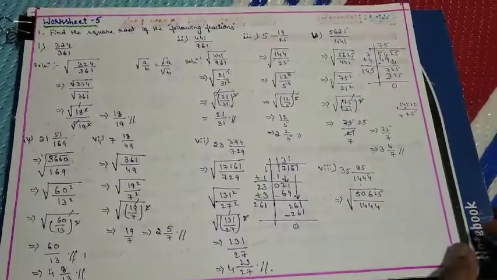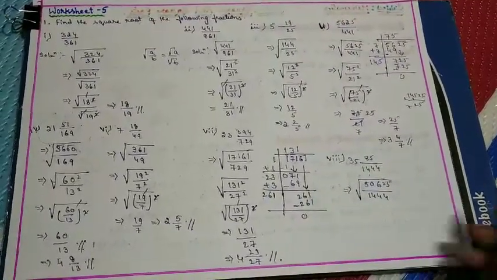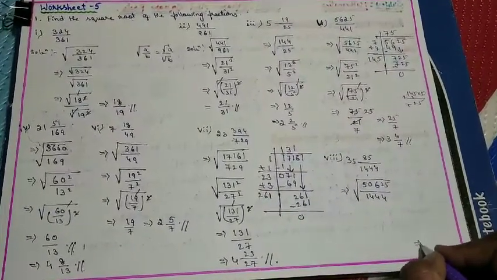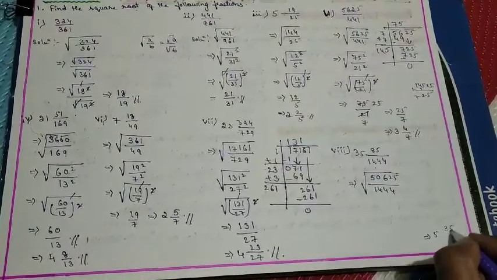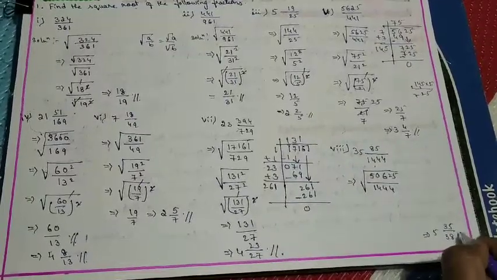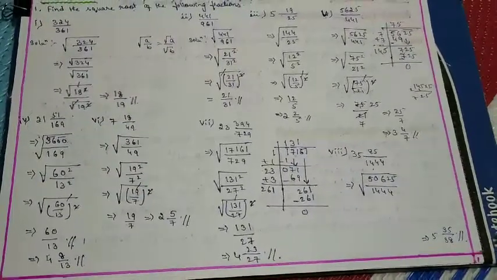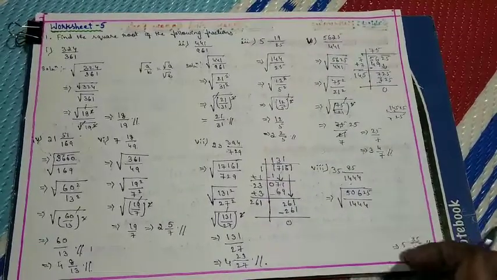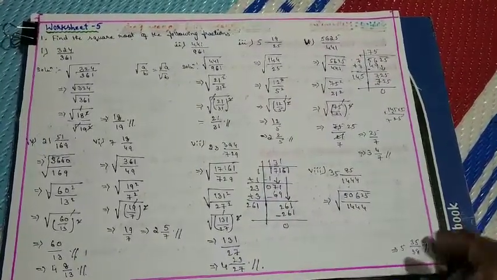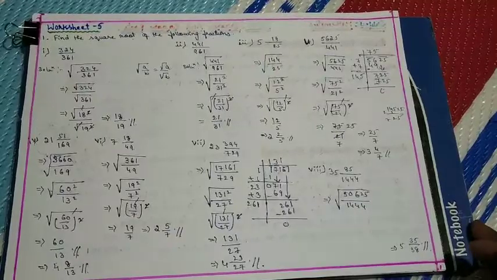Hope the first main is clear, children. So the final answer, let me write at the corner. You will get 5 and 35 divided by 38. I have given the answer as a mixed fraction, so you should also convert your resulting answer into a mixed fraction. Check whether the answer is right or wrong. Okay. So now let me move to the second main.